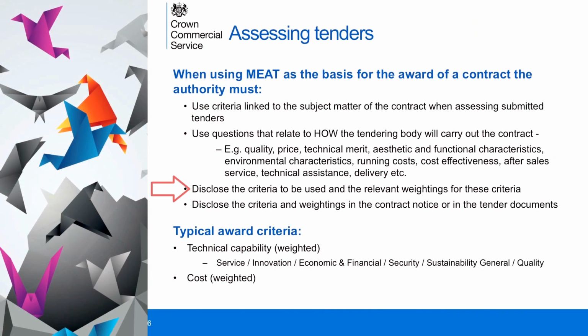However, what we have to do is disclose the criteria and the relevant weightings for these criteria, and we have to disclose that up front. And the criteria and weightings have to be published in the contract notice or in the tender document. So again, up front of you actually deciding to bid for something, you can see what that evaluation will be, you'll see what the weightings will be, and it's all very open and fair and upfront.